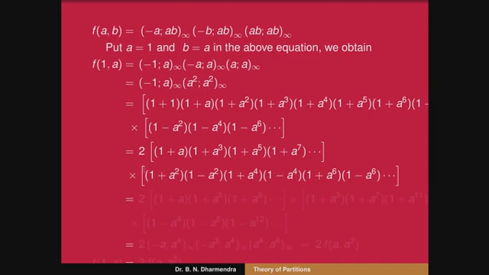So here 1 plus a square, here 1 minus a square, when I multiply them together, that becomes 1 minus a to the power of 4. Here also, when I multiply these two terms, that is 1 minus a to the power of 8. Here, when I multiply together the positive and negative terms, that is 1 minus a to the power of 12.